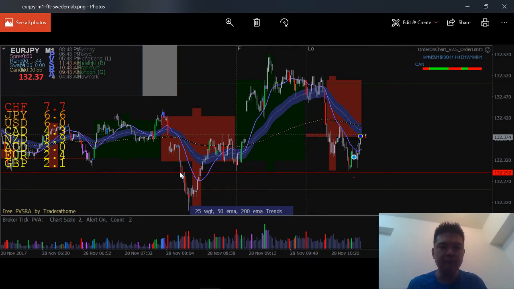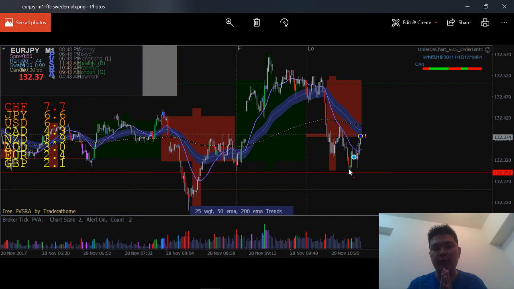Here once again it tried to get close and failed, and then it broke it. It broke it and went up, and then once again tried to get to this line and failed again. Can you guys see this? And then it failed again here. What does that mean? That means that according to PVSRE, I have a very strong support line.